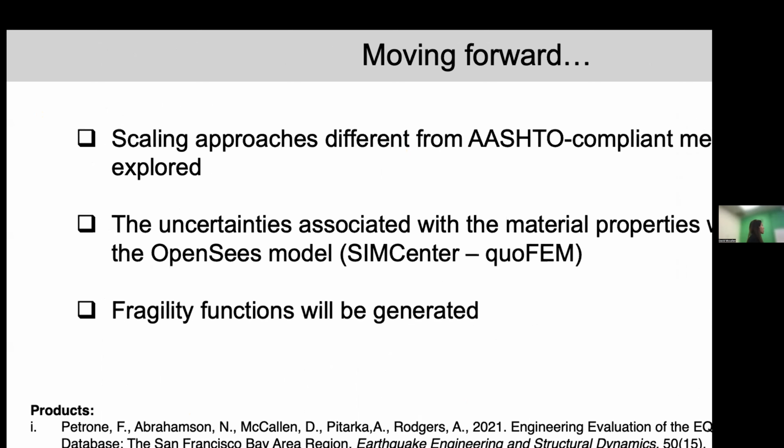Moving forward, as I mentioned at the very beginning, we are going to incorporate the uncertainties associated with the material properties into the OpenSees model. We're most likely going to use the quoFEM tool in the SimCenter to finally generate probability functions that represent both approaches: the approach that utilizes the real records from worldwide catalogs and the simulated records. Finally, we hope to provide a risk-informed basis for this type of comparison, and understand to what extent we can utilize simulated records and what they can really add with the utilization of these arrays of simulated records.